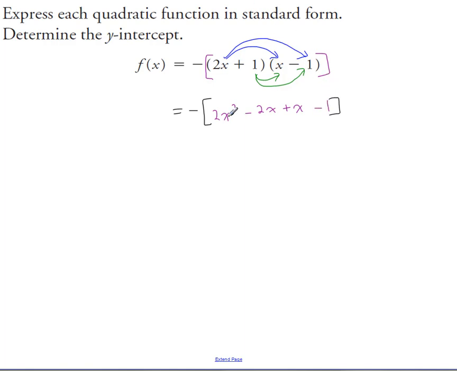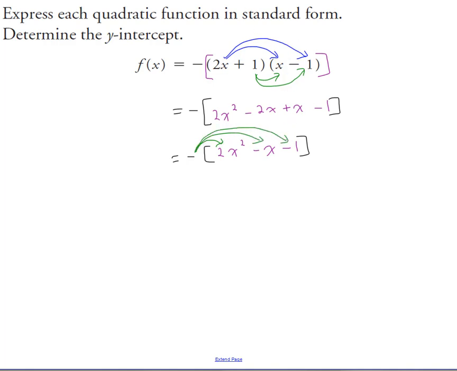Now we got to combine our like terms. I only have one set of x squared terms. I have minus 2x and plus 1x. That's going to leave me with minus x and the minus 1. And now I got to deal with this negative. I actually need to multiply this negative, which is really a -1. Just don't write the 1. Got to multiply that by everything in the bracket. I got to multiply that the whole way through.